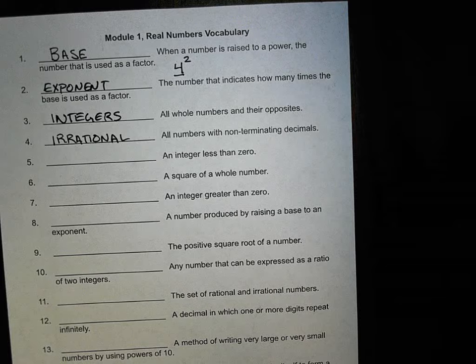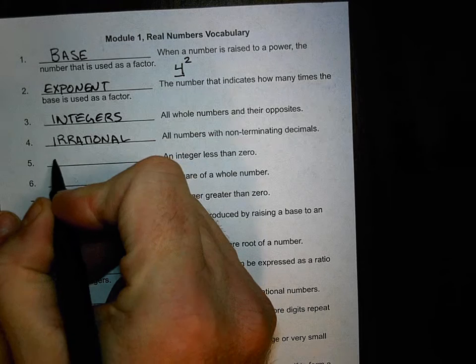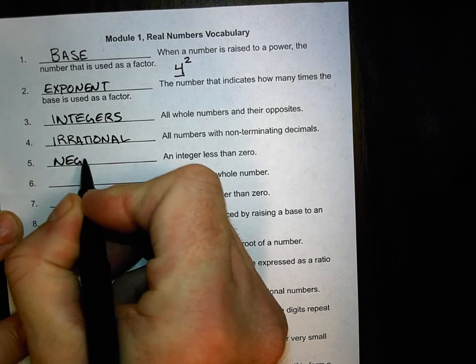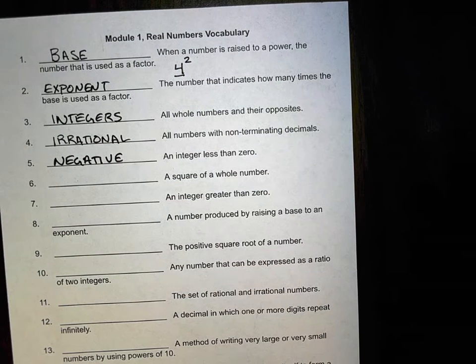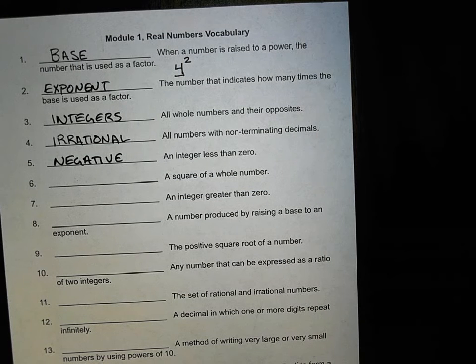Okay. Negatives. What is an integer that's less than 0 called? Negative. That's where we get that negative from. It's an integer that's less than 0. It's a negative number. Can rational numbers be negative? Yeah. Can I have a negative fraction? Yes. You just put a dash in front of it.